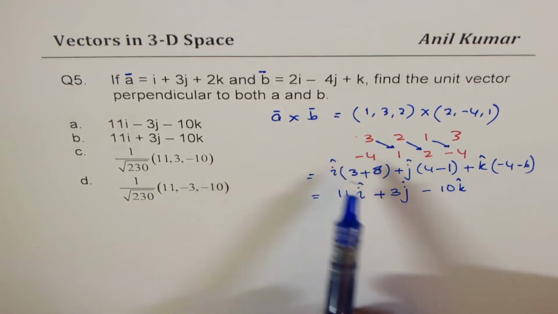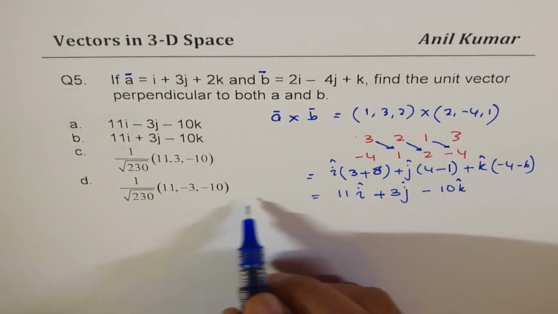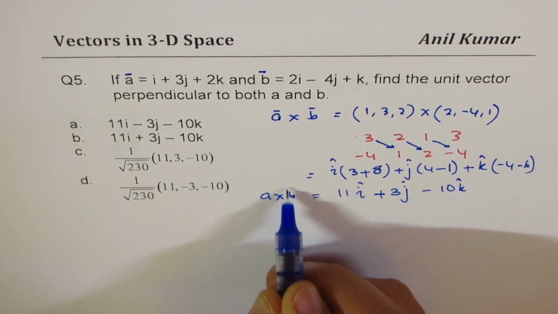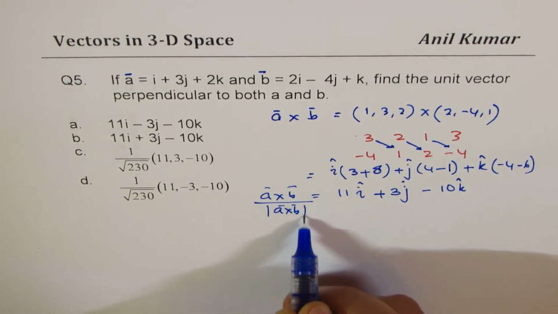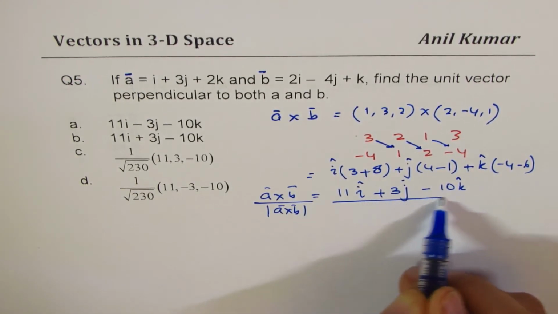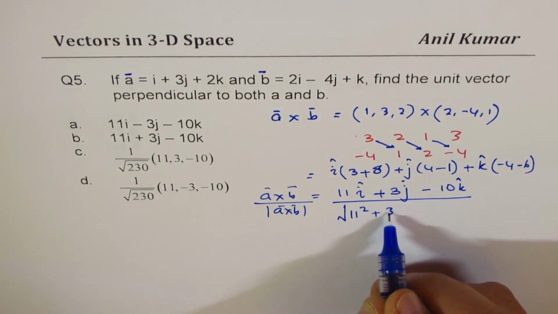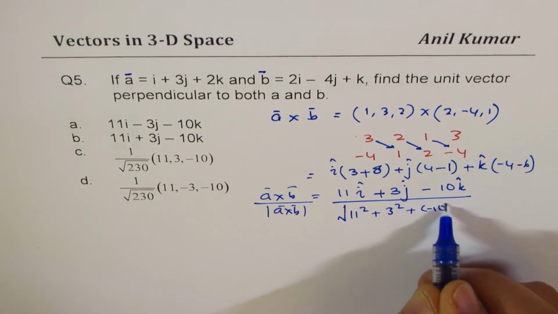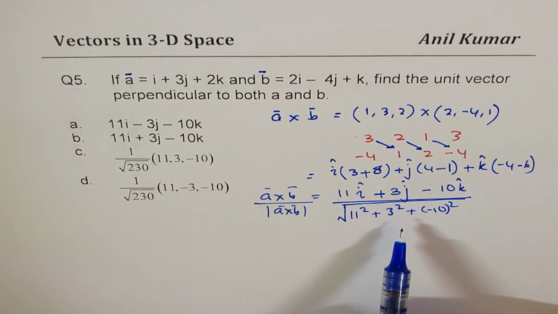So that becomes perpendicular to both. We want unit vectors, so we are going to divide this, a cross b, by the magnitude of a cross b. To get the unit vector, that is going to be the square root of 11 square plus 3 square plus minus 10 square, correct? So that is what the answer will be.